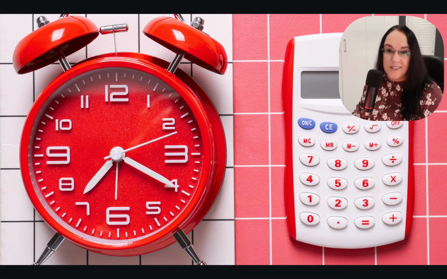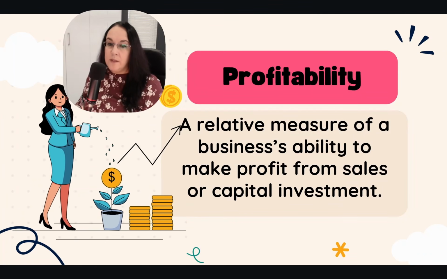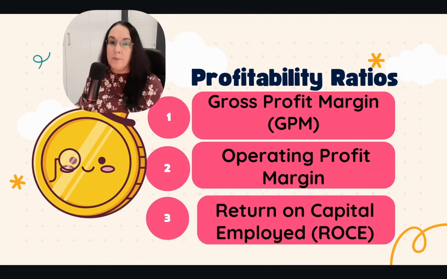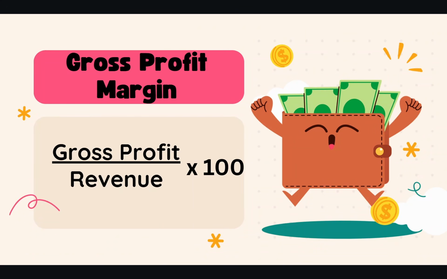It's calculation time. Profitability, a relative measure of a business's ability to make profit from sales or capital investment. We are going to look at 3 profitability ratios: gross profit margin, operating profit margin, and return on capital employed, also known as ROCE. Let's start with gross profit margin.